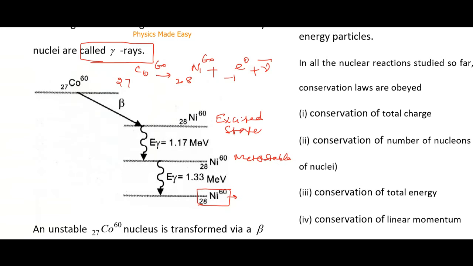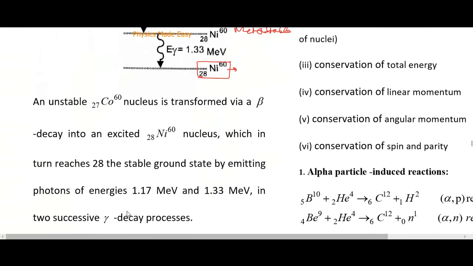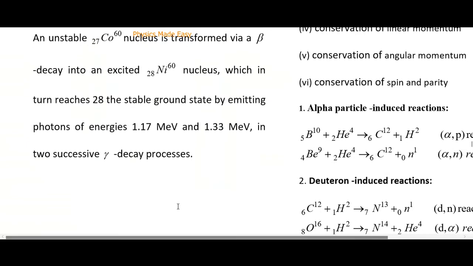So here we have seen that beta decay is followed by gamma decay. A beta particle is emitted by 27 cobalt 60. The daughter nucleus is 28 nickel 60, which is in an excited state. It de-excites by emitting two successive photons. So this is how gamma decay takes place.